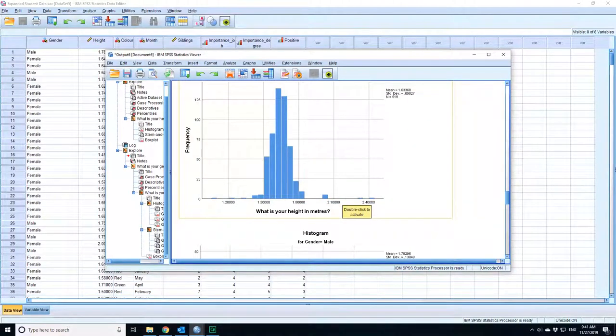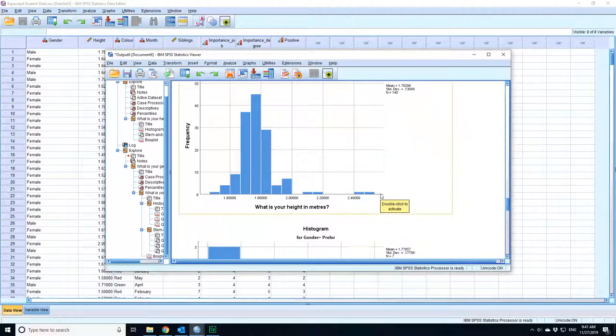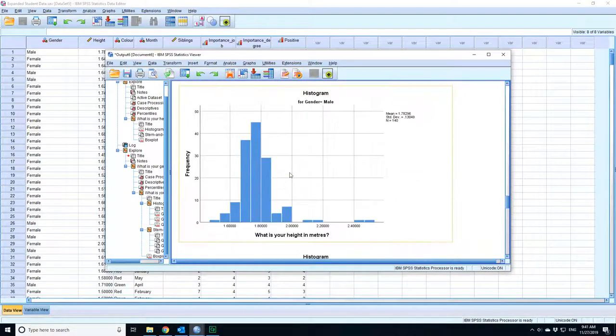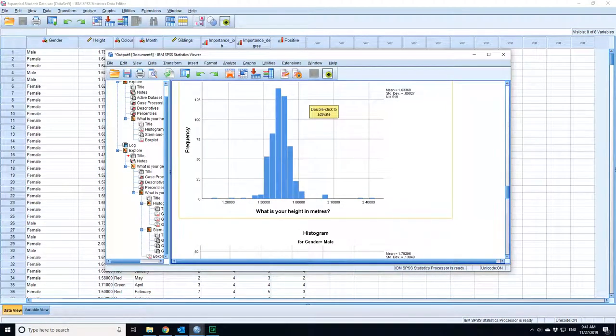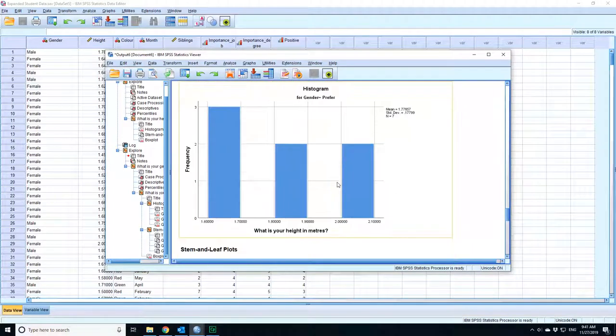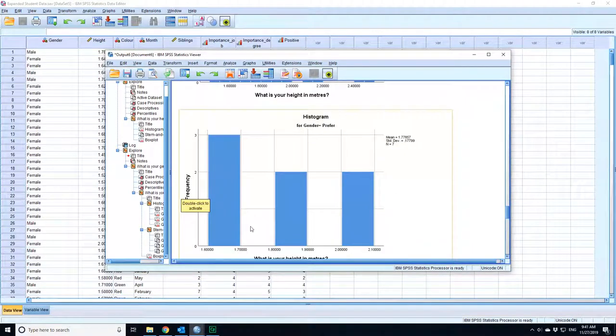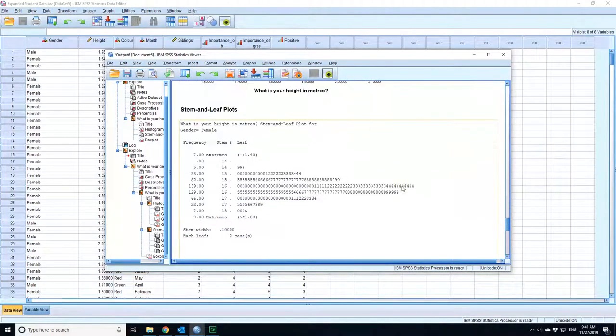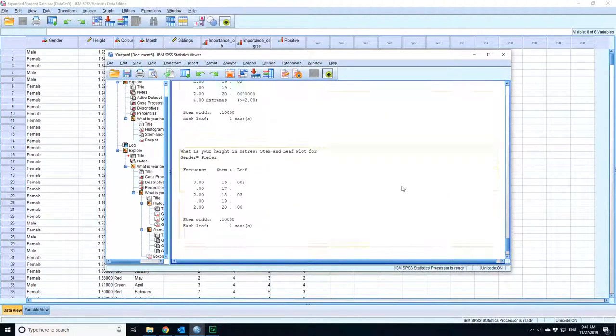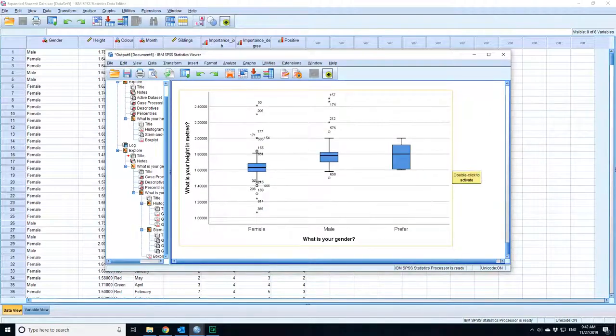If I look at the histogram for women, it looks very normally distributed, but again, there's some outliers. Particularly interesting is the one that's an outlier over 2.4 meters. And in men, it's the same, apart from the histogram is shifted a little bit to the side. So it's got an average about 1.8, whereas the average here is about 1.6. And for prefer not to say, there's just such a small number that you don't get any kind of histogram. The stem and leaf plots you see similar to the histograms. And then you have the box plots.